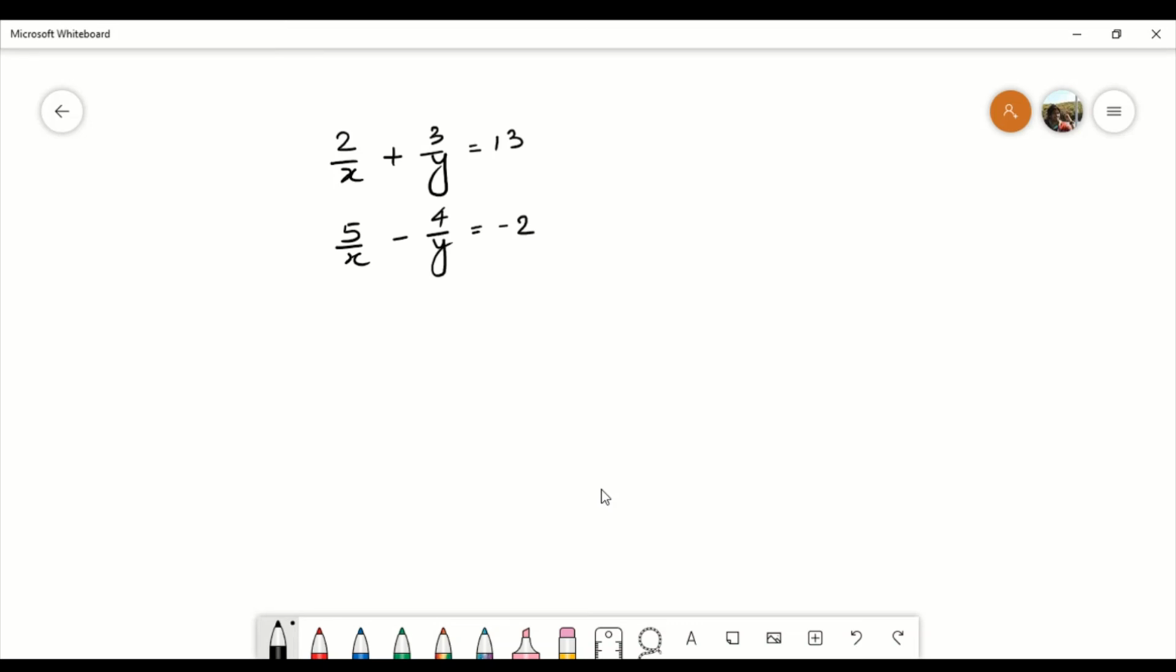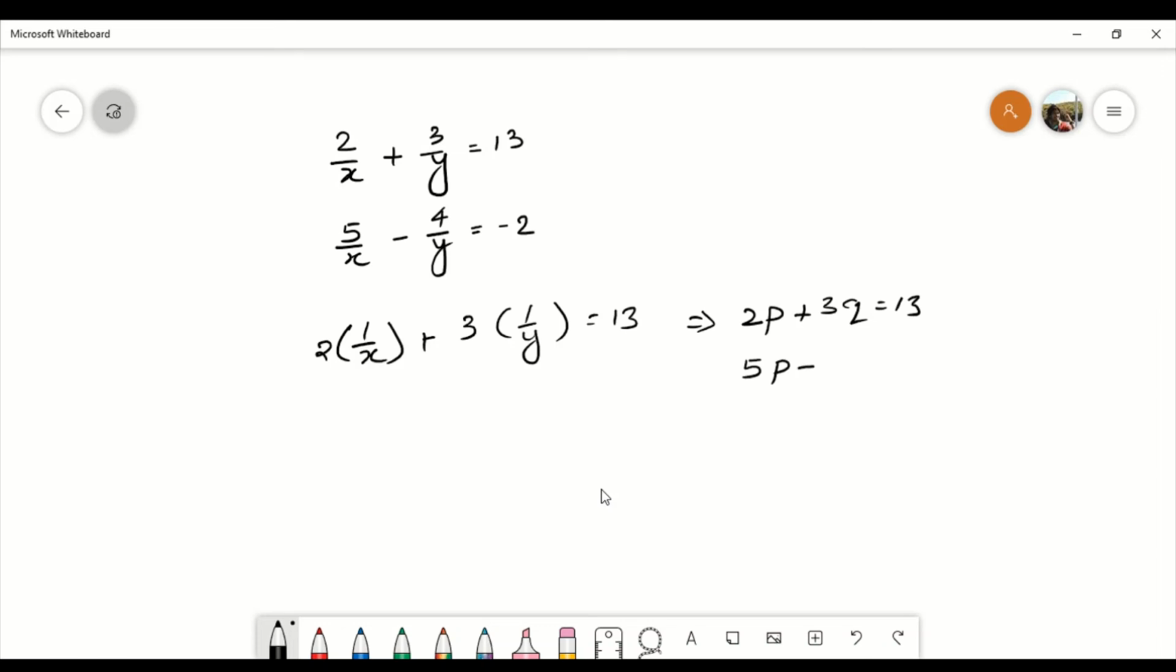we can simply convert it into a linear equation, because we see that this is nothing but, right? So in this case, 1 upon x is the variable, 1 upon y is the second variable. Instead of x and y, 1 upon x is the variable. So we can say that if I take 1 upon x as another variable, let's say p, this will be converted into 2p plus 3q equal to 13. Similarly, the other one will be 5p minus 4q equal to minus 2, and then I can solve this equation.